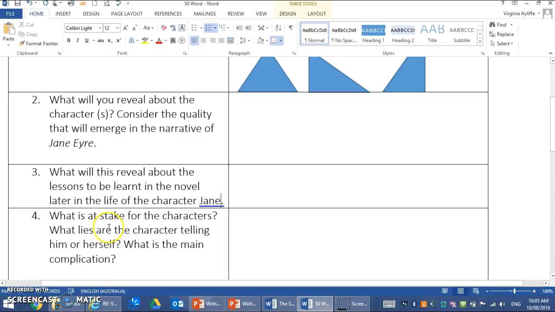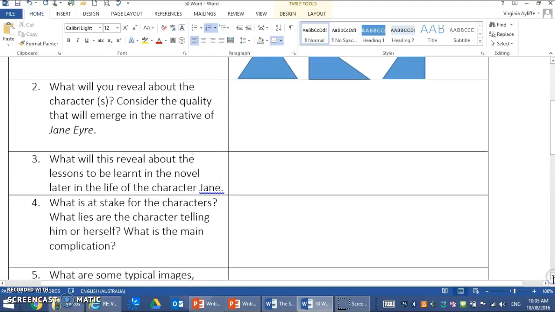And what Jane learns from those characters will help you make decisions for your short story. When you go to write your short story, consider what's at stake for your characters. Whenever they tell a story about themselves or we learn something about them or they engage in a particular incident from which we will get a better understanding of Jane Eyre's life, what's at stake for them? What lies perhaps are the characters telling him or herself? So often characters might have their own experiences and revelations perhaps at a climax in the story. And what is going to be the main complication for them that might inform your own narrative?